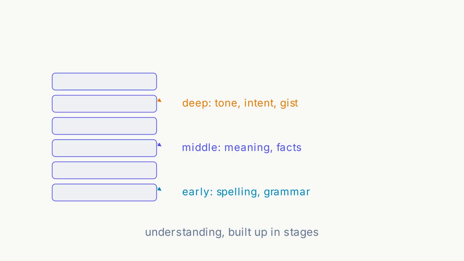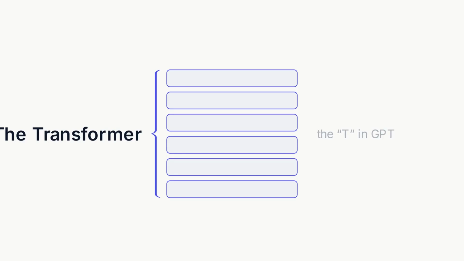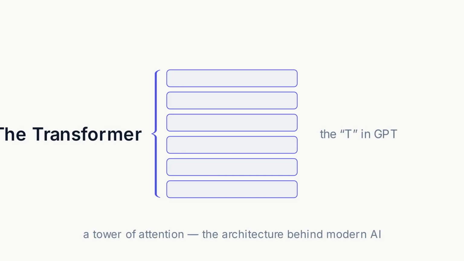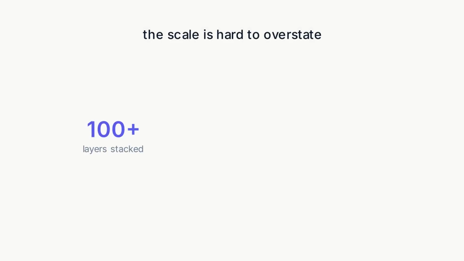Understanding built up in stages, one layer at a time. This stack of attention layers has a name you have almost certainly heard, the transformer. It's the T in GPT. When people talk about the architecture behind modern AI, this is it. A tower of attention, turning a plain list of word points into a deep understanding of what the text actually means. And the scale here is hard to overstate.